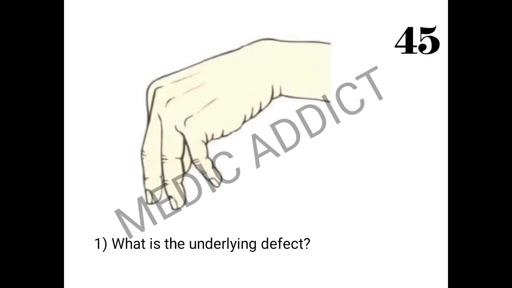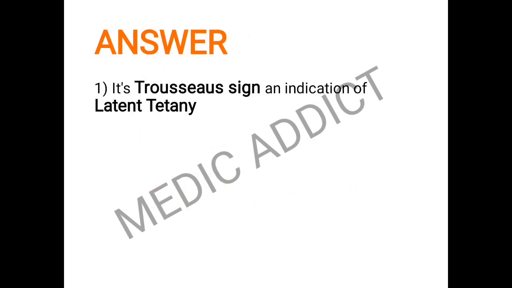Based on the figure, we have to identify what is this underlying defect. So this is the most common figure and the most common image that is usually asked in the competitive exams. Also this is asked in the spotters. So this is the condition present in latent tetany and it is called the Trousseau sign. Let's look into the next spot.